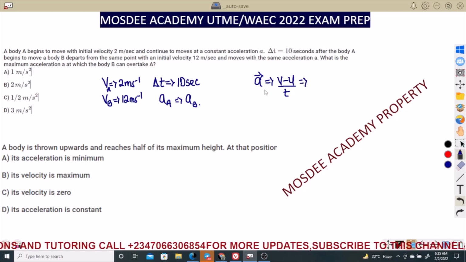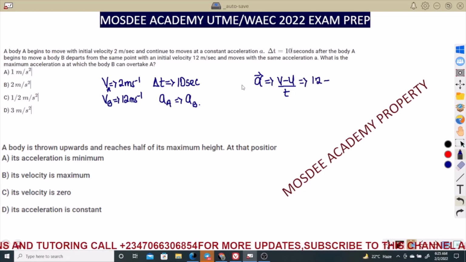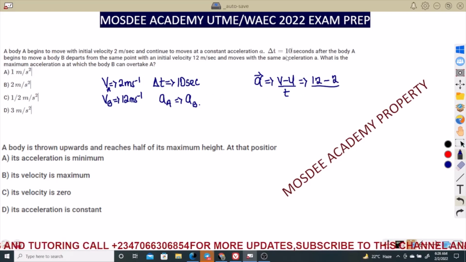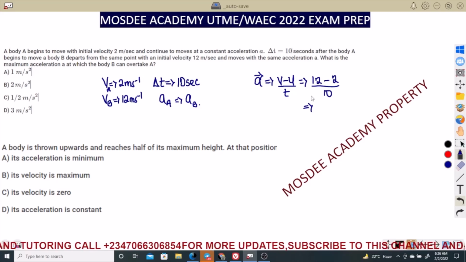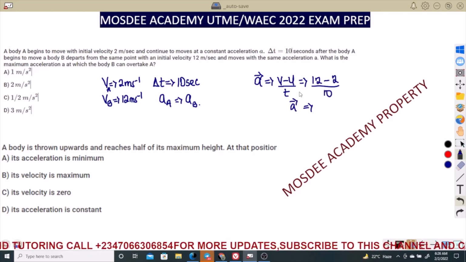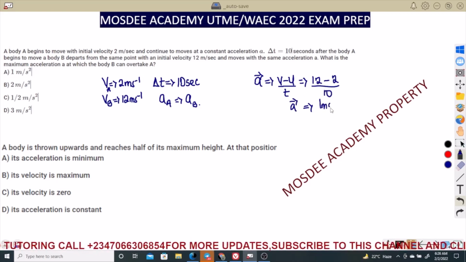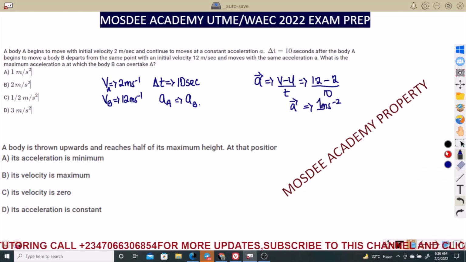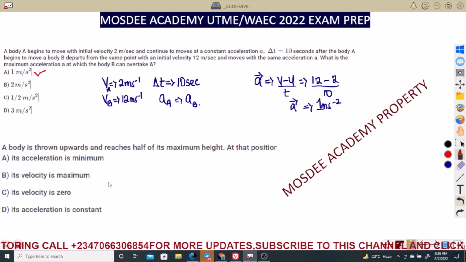over change in time. The change in velocity is the velocity of B minus the velocity of A, over the time. The change in time between the two bodies was 10 seconds. So at this particular acceleration, the second body will overtake the first body. And we can say this is 10 over 10. By calculation, this is 1 meter per second. So guys, that is the right answer to the question. You can see these are very simple questions, but if you don't have the idea, you are going to miss it.